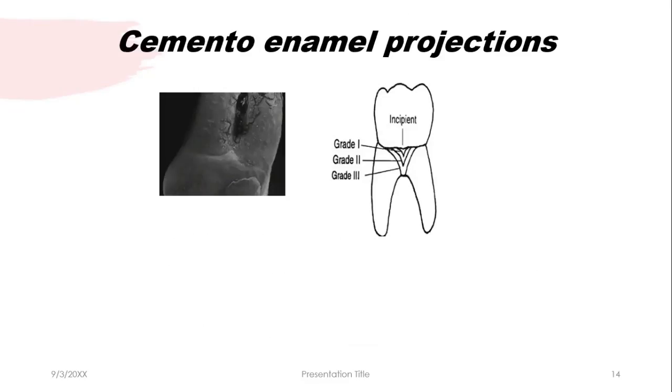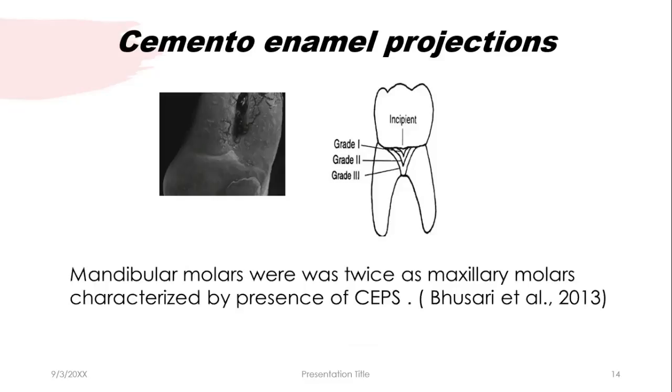Cemento enamel projection is an anatomical variation that represents an extension of the cervical enamel from the cemento enamel junction, either toward or into the root furcation area. The presence of a cemento enamel projection could enhance plaque biofilm retention, and it could be of three grades according to its extension towards the furcation.